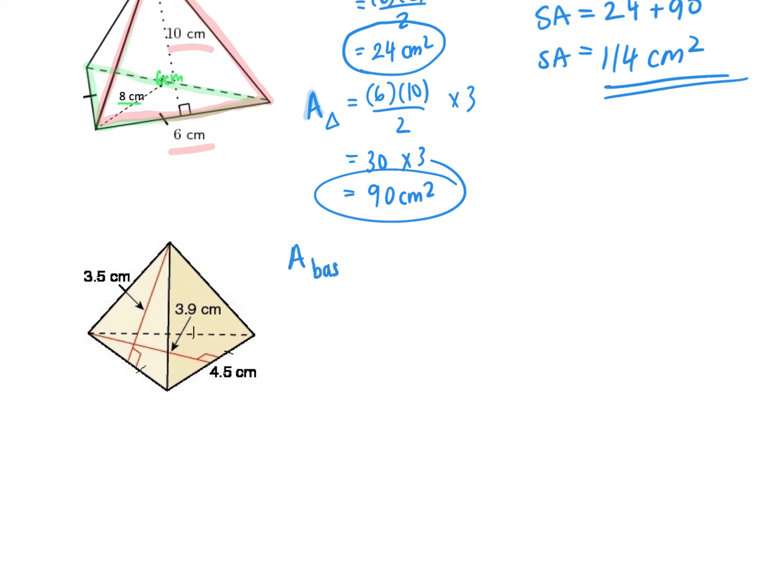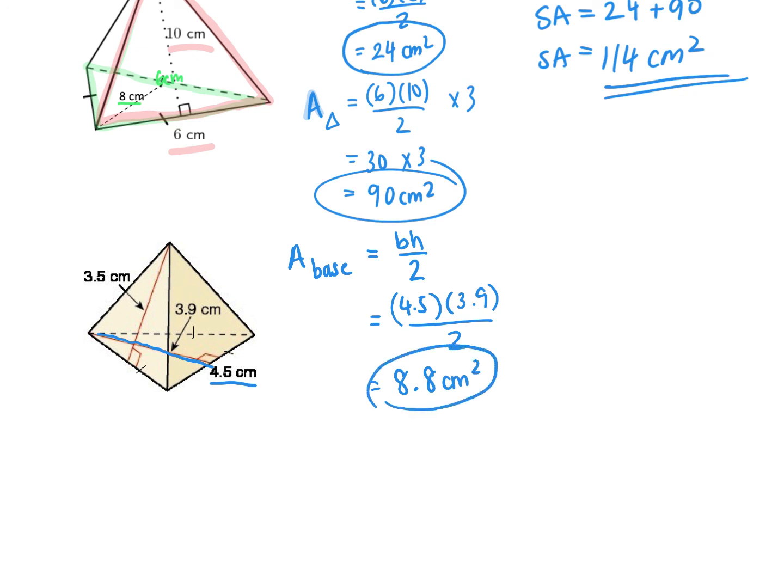So for my base, again, I'll write my generic formula here. My base is the 4.5. My height is this one here for the base triangle that we're dealing with, which is 3.9. So I'm going to plug that into the calculator, and we get, let's just round this to 1 decimal place, we get 8.8 centimeters squared for the base.